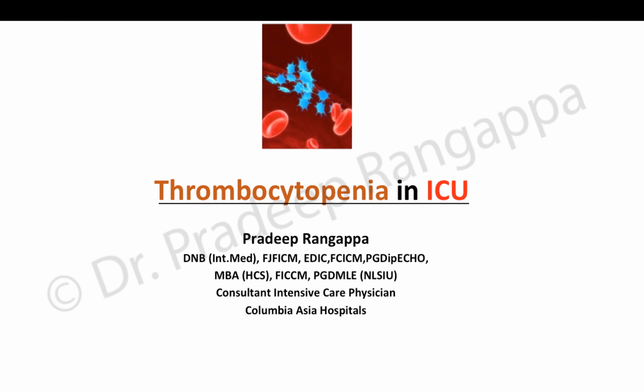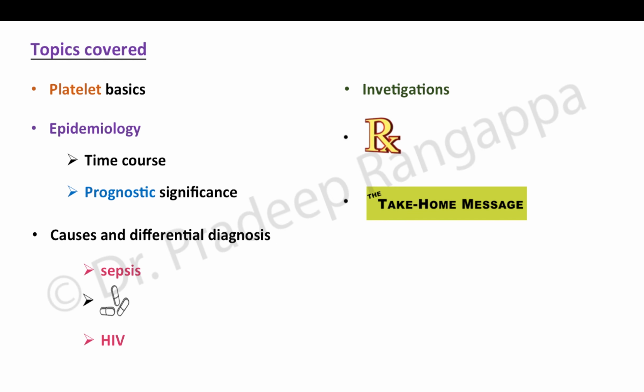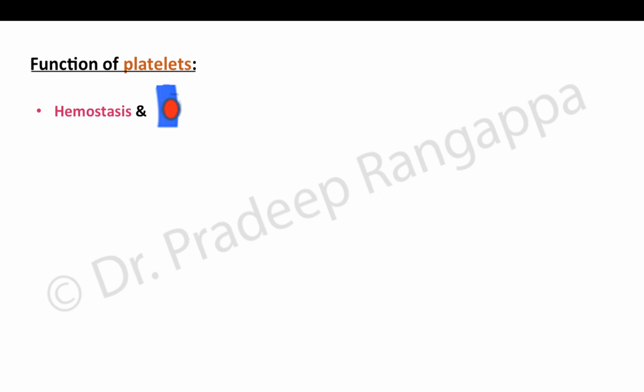So I'll be talking about thrombocytopenia in ICU. I think this question was asked in one of the DNB question papers, in year 2008 or 2010, whatever. The topics that I will be covering are platelet basics, the epidemiology, the time course of thrombocytopenia, prognostic significance, causes and differential diagnosis, which would predominantly fall into sepsis, drugs, and HIV, investigations, treatment, and take-home message.